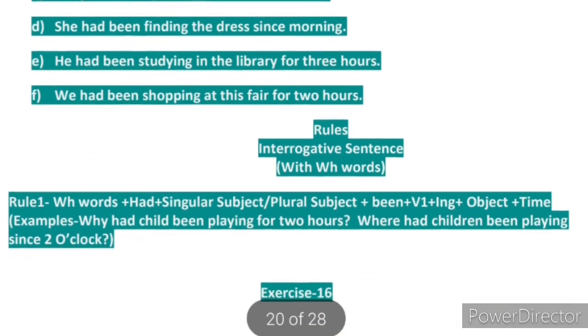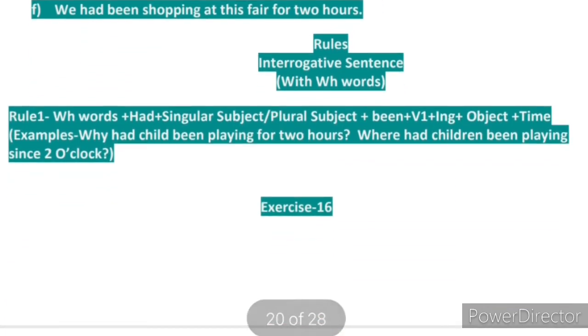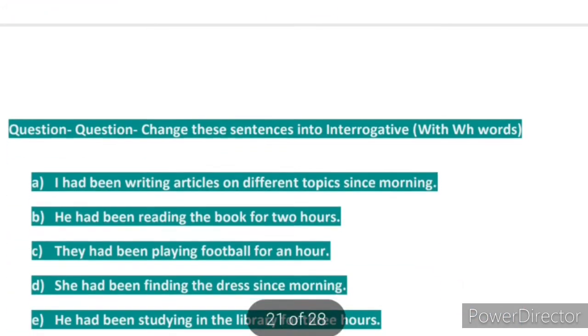Now interrogative sentences with WH words. The structure will be the same, we are supposed to add WH words in the beginning. So the rule is: WH word plus had plus singular or plural subject plus been plus v1 plus ing plus object plus time. For example, why had child been playing for 2 hours, where had children been playing since 2 o'clock. So here are some exercises.